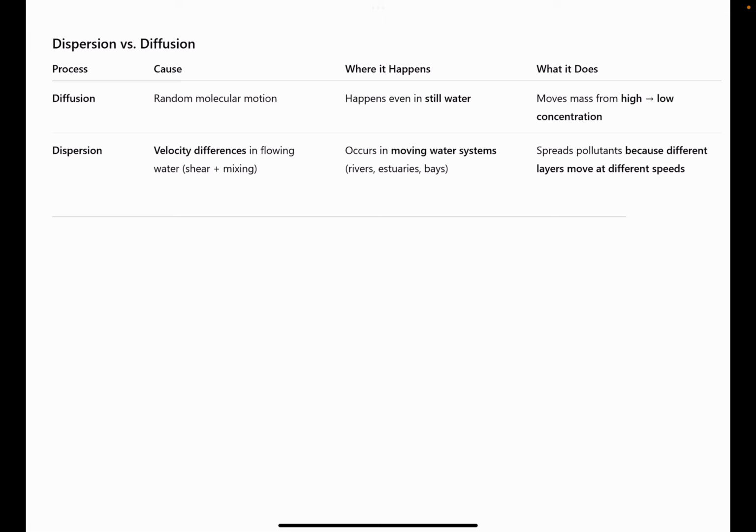It happens in still water. It can still happen in still water and moves mass from high to low concentration. Dispersion, on the other hand, is due to velocity differences in flowing water, where there's shear and mixing, and it occurs in moving water systems only, such as rivers, estuaries, and bays, and can spread pollutant because different layers move at different speeds.